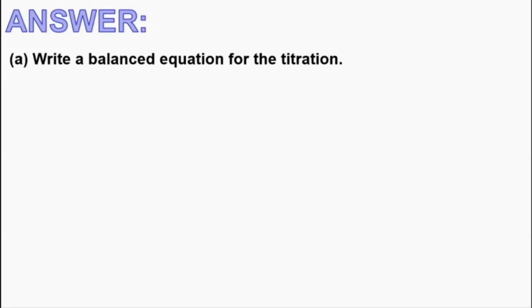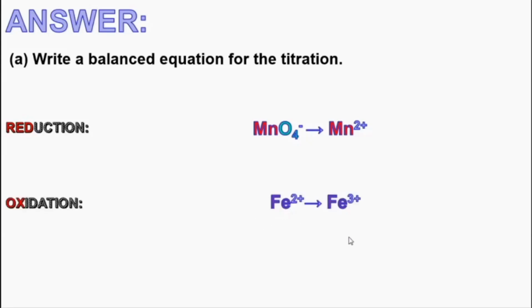We were given the two half equations. The first half equation is permanganate being reduced to manganese 2, the reduction, and iron 2 is oxidized to iron 3. Remember, once we have separated this redox equation into two half equations, the next step is to balance the number of atoms other than oxygen and hydrogen.